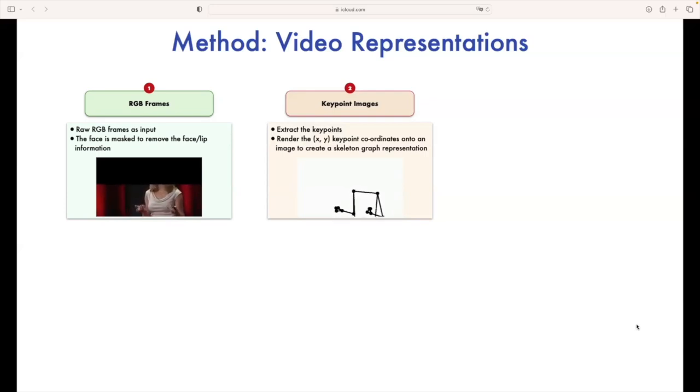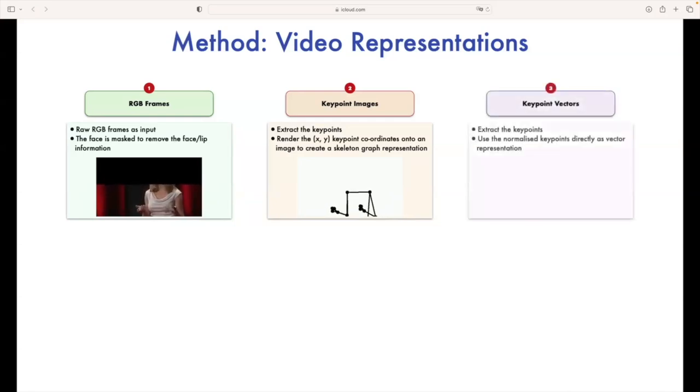Okay, so what are key points? Key points, we can consider them as a representation of different parts of human bodies, like elbows, joints, knees, and so on, which basically help in tracking the motion of these different parts. So we extract these key points and render the extracted key points onto an image to create something like shown in the image there, that is the key point image representation. So this is the second kind of representation that we give as input.